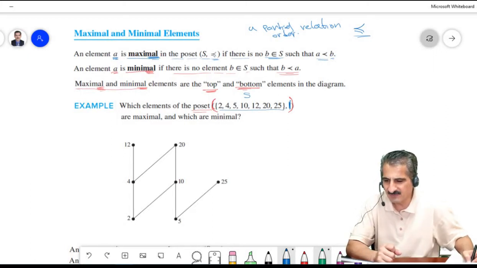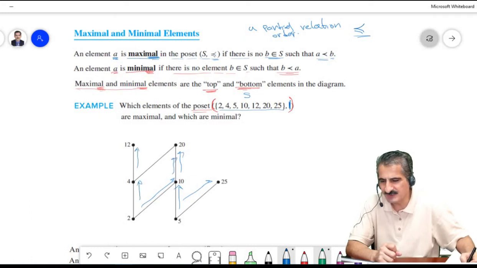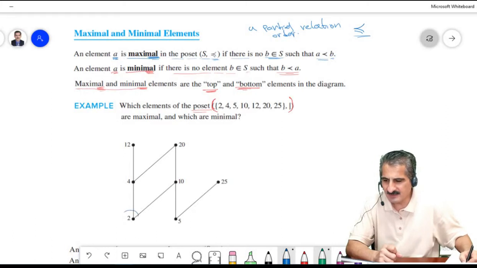And 5 divides 10, and it divides 20, it divides 25, and it does not divide 4 or 12 or 2. Now, 2 divides 10 and 20, and 2 divides 4, 2 divides 12, and 4 divides 12, 4 divides 20, but 4 does not divide 10. So we have this Hasse diagram. Let me clean it.